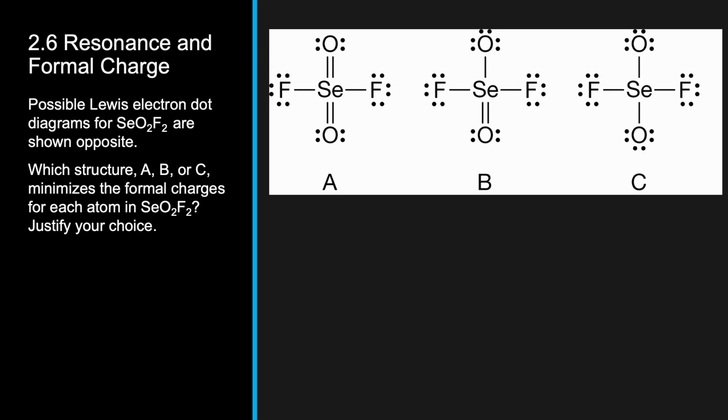And let's do one more example for this lesson, and then we'll be done. So it says possible Lewis electron dot diagrams for SeO2F2 are shown opposite. Which structure, A, B, or C, minimizes the formal charge for each atom in SeO2F2? And then justify your choice. So what I want you to do is pause the video and assign formal charge to all atoms that have it.